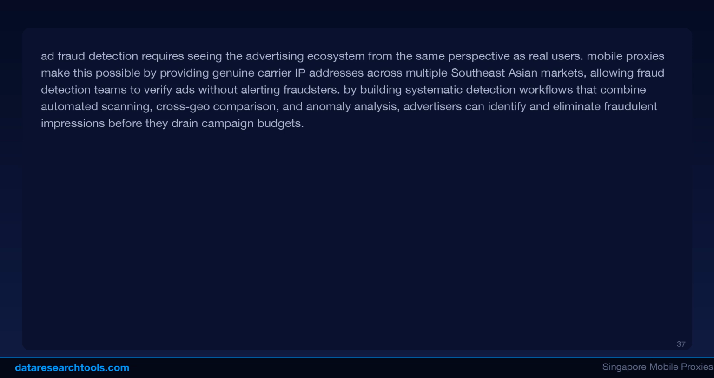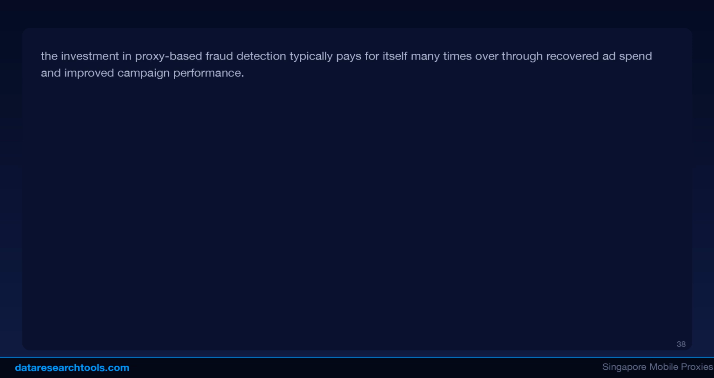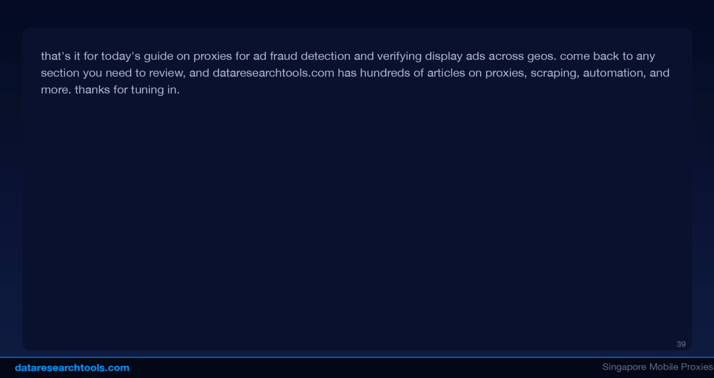Ad fraud detection requires seeing the advertising ecosystem from the same perspective as real users. Mobile proxies make this possible by providing genuine carrier IP addresses across multiple Southeast Asian markets, allowing fraud detection teams to verify ads without alerting fraudsters. By building systematic detection workflows that combine automated scanning, cross-geo comparison, and anomaly analysis, advertisers can identify and eliminate fraudulent impressions before they drain campaign budgets.